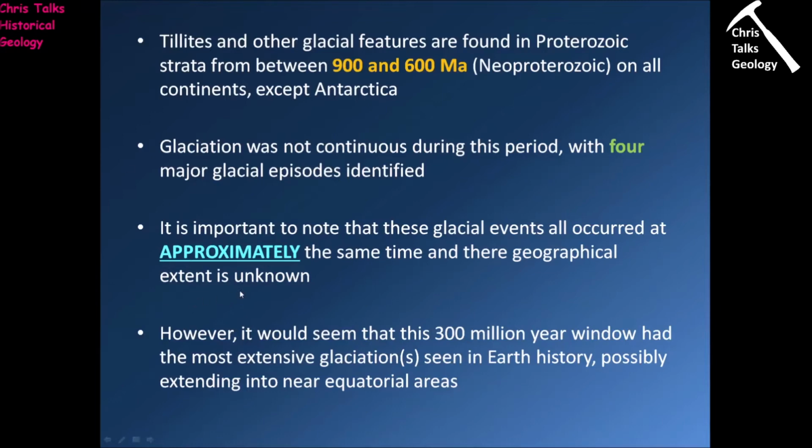So all we can say is that we have glacial events that are occurring at approximately the same time, but we don't know whether they were linked up or whether these represent local isolated events. However, it would seem that this 300 million year window between 900 and 600 million years ago had the most extensive glaciations seen in Earth history, with some of them possibly extending all the way to near equatorial areas. So you would have had an ice sheet that extended all the way from the poles to just about the equator.